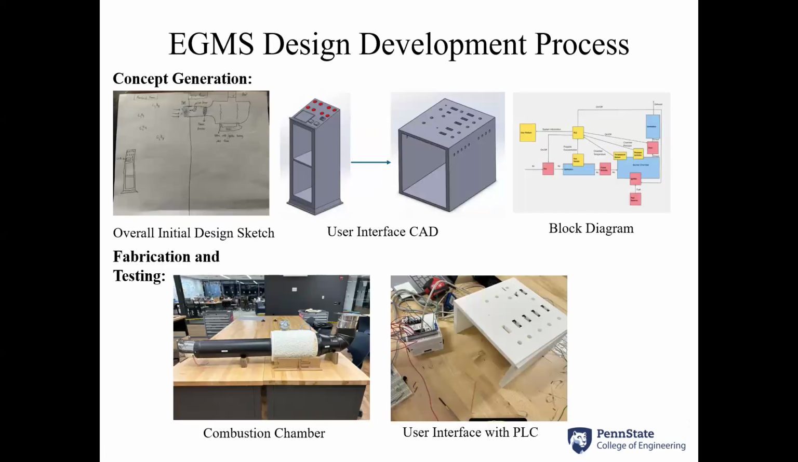Our design development process started with an overall initial design sketch. On the left-hand side of the picture, we have the monitor room with the gas, propane in this case, and the final podium design. On the right side, we have the combustion chamber, piping, and all the necessary equipment mounted to a wall where the gas will be entering and exiting.